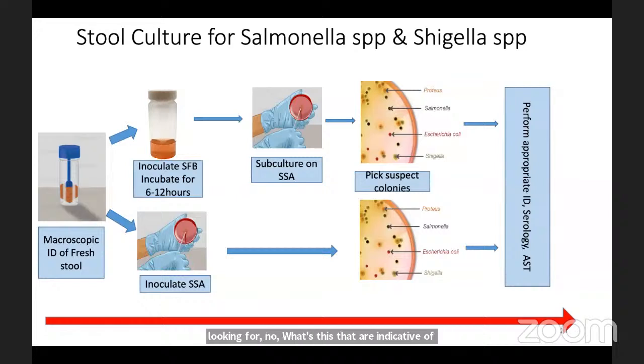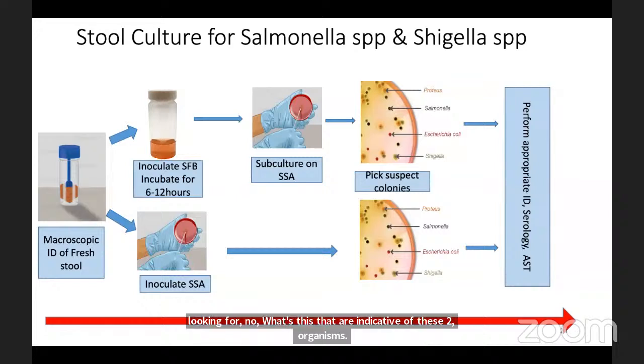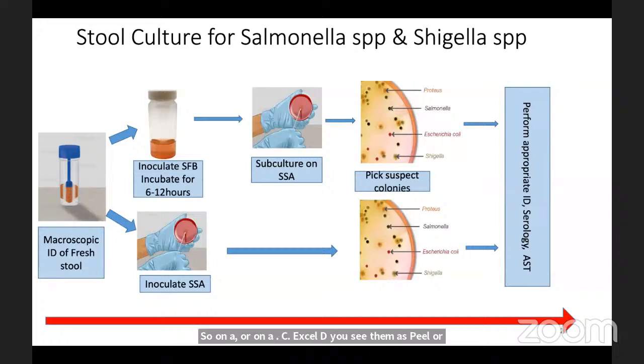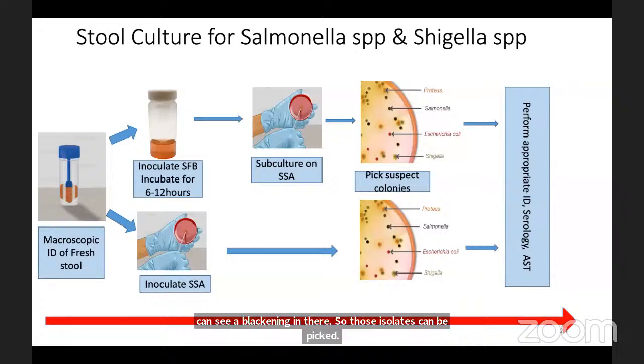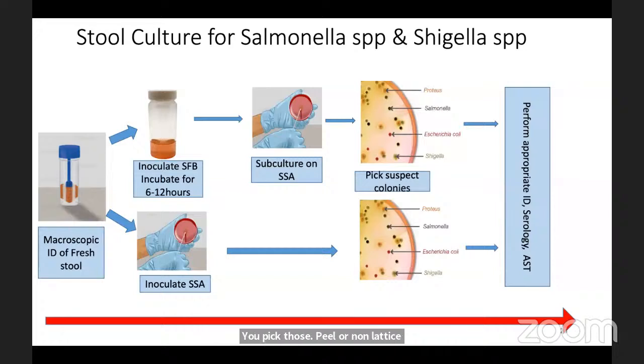On a MacConkey, DCA, or XLD, you see them as pale or colorless. They usually have the color of the medium, and sometimes you can see blackening in there. So those isolates can be picked. You pick those pale non-lactose fermenters, and then you go ahead and do the appropriate identification tests.